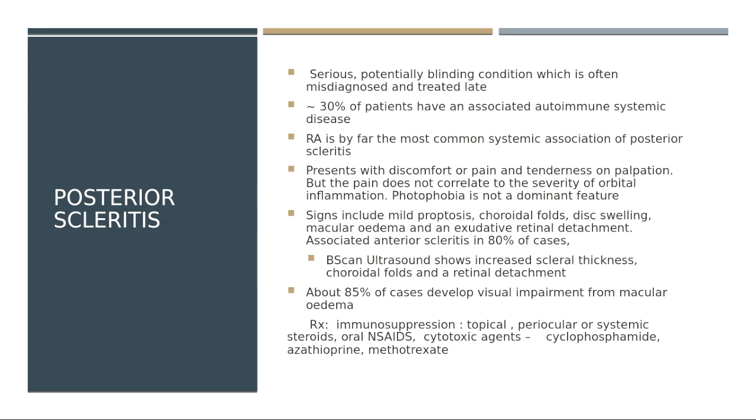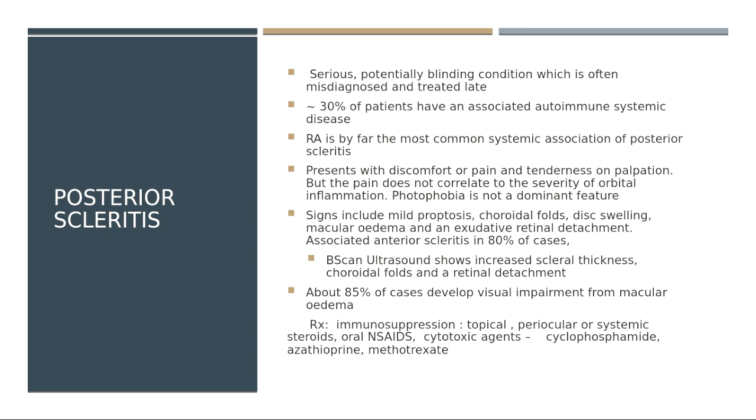So let's move on to the posterior scleritis now. Serious, potentially blinding condition, often misdiagnosed and treated late. Thankfully, it's pretty rare. 30% of patients have an associated autoimmune systemic disease. Yet again, rheumatoid arthritis is the most common systemic association. Presents with discomfort or pain and tenderness on palpation, but the pain does not correlate to the severity of orbital inflammation. Photophobia is not a dominant feature.